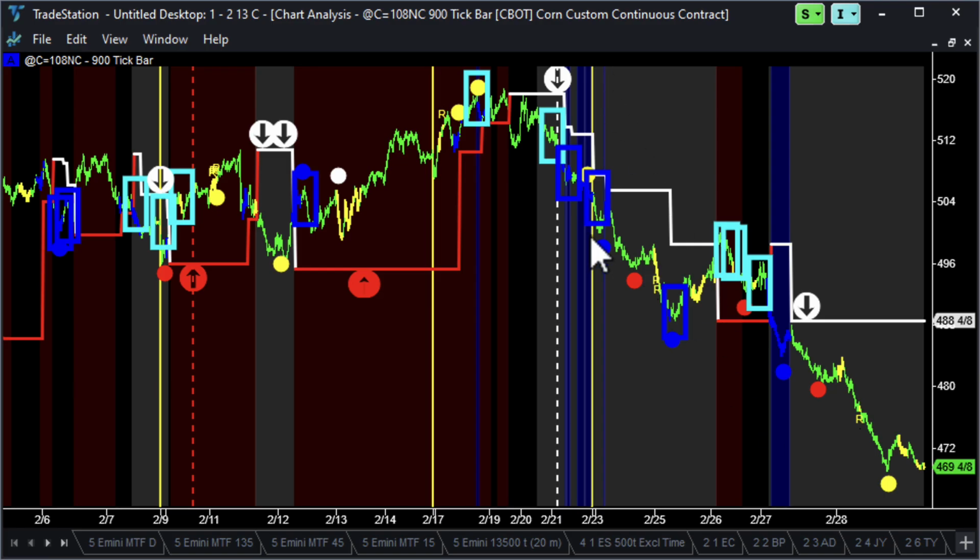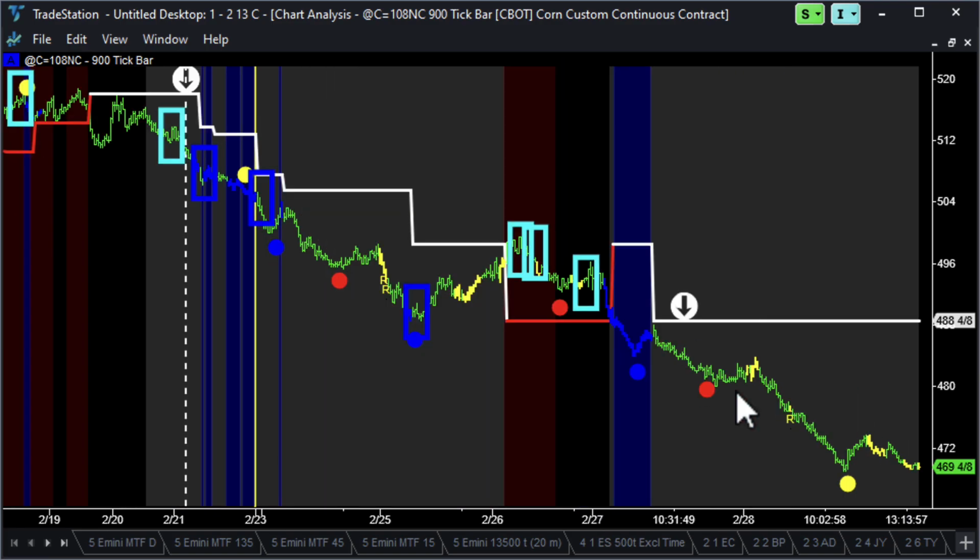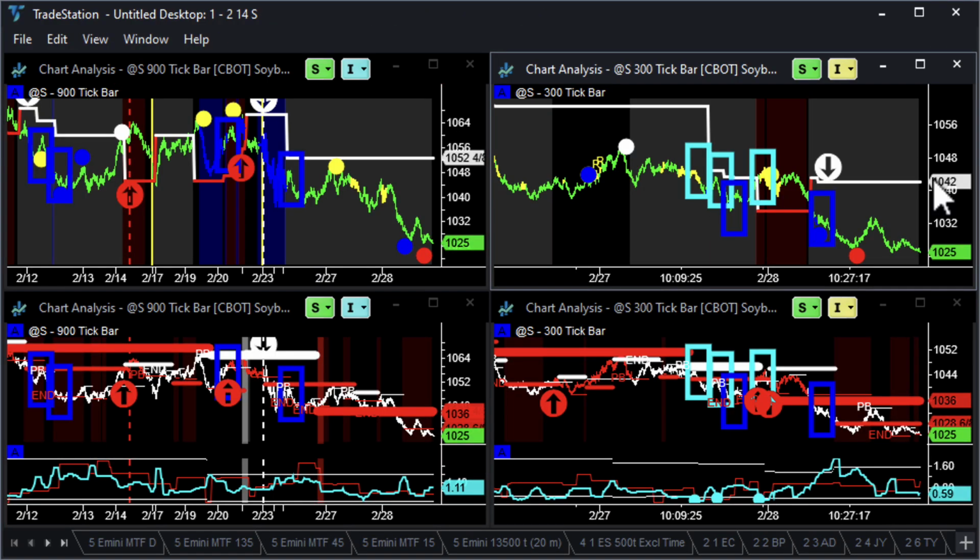This is at the beginning of the week. Blue professional bars, sign of weakness, fall into a downtrend, and it's just continued down and down. Very strong move on the downside.